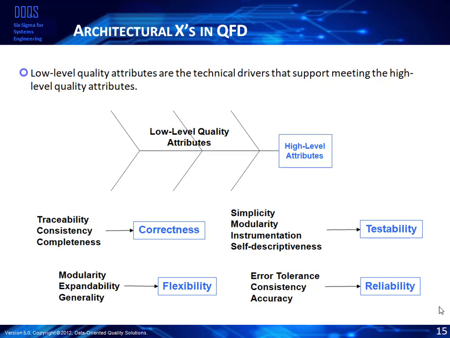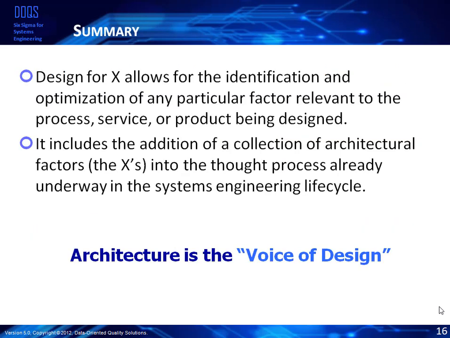If you decided that flexibility is an important capability of your system, then you're going to review your system for modularity and expandability and generality. So you're going to keep drilling it down, just like on the stakeholder requirement side. You're going to keep drilling it down, saying, what should I be looking for architecturally to make sure that I'm meeting the high order architectural X's, the architectural requirements, such that they support the stakeholder requirements and mission of the system that I'm trying to design. So design for X, or voice of design, allows you to identify those things that are particularly relevant to the system that you're working on and make sure you've included them in your architectural factors for your engineering design.